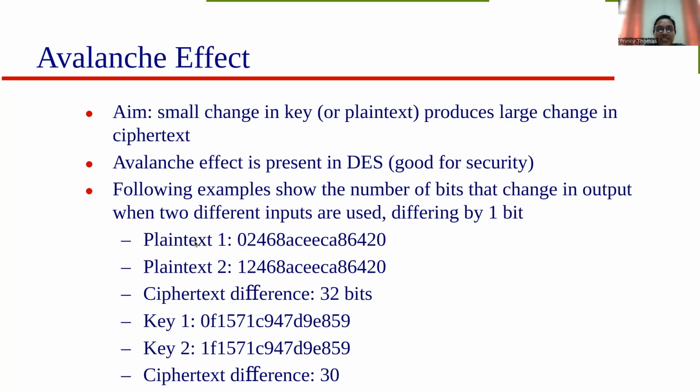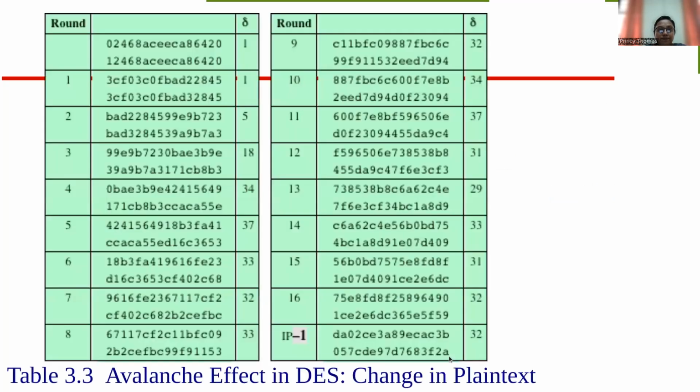Okay, so plain text 1 is 02468ACEECA. So there is only 1 bit difference, 0000 here becomes 0001. 1 bit difference is there between these 2 plain texts. But the ciphertext for each of these differs by 32 bits. Whereas if the change is in the key, again only 1 bit difference is there in the key, but the ciphertext difference is 30 bits, and this is called the avalanche effect.